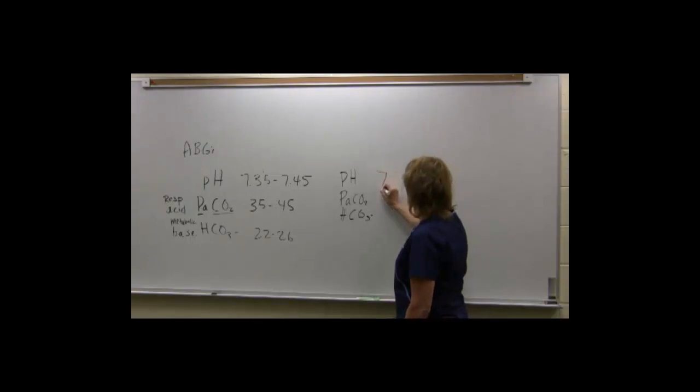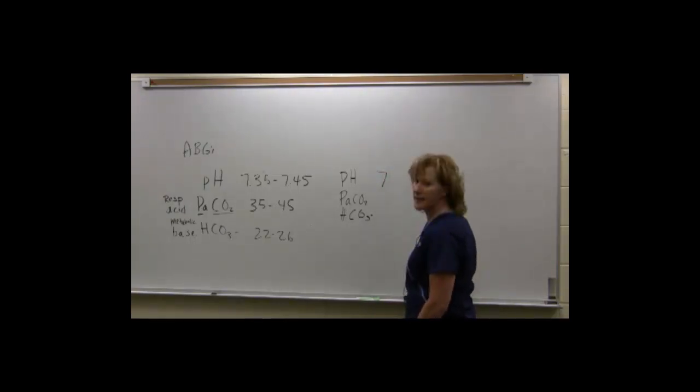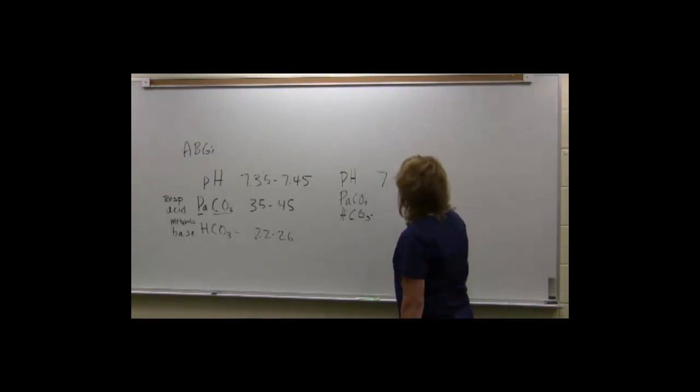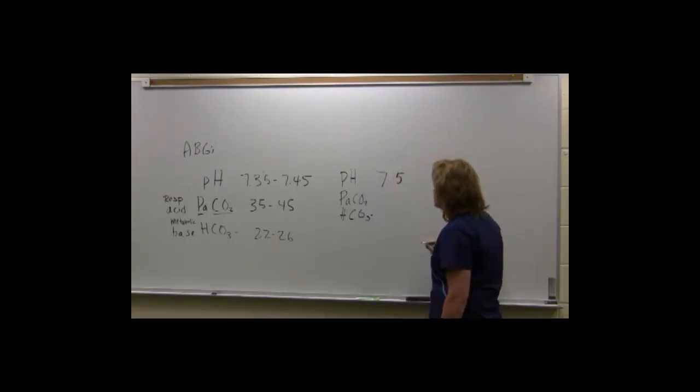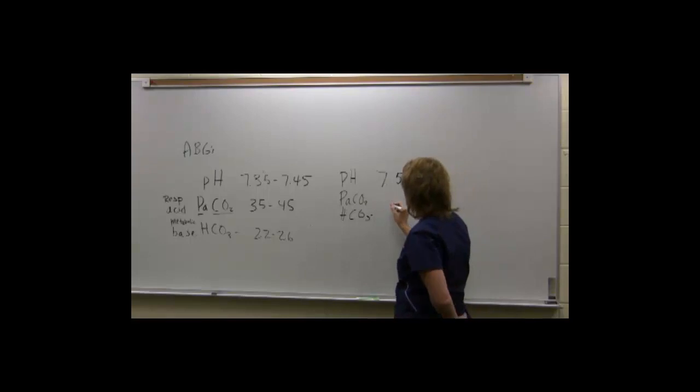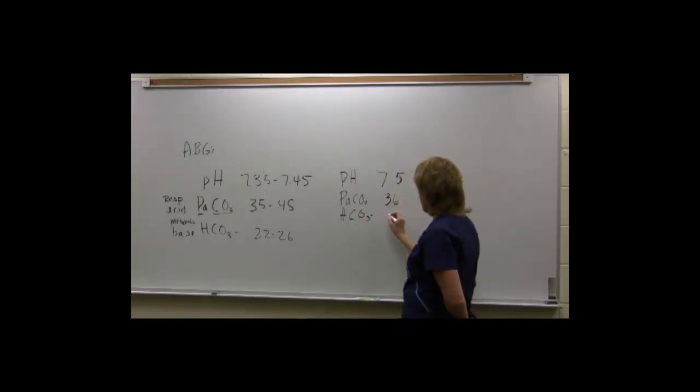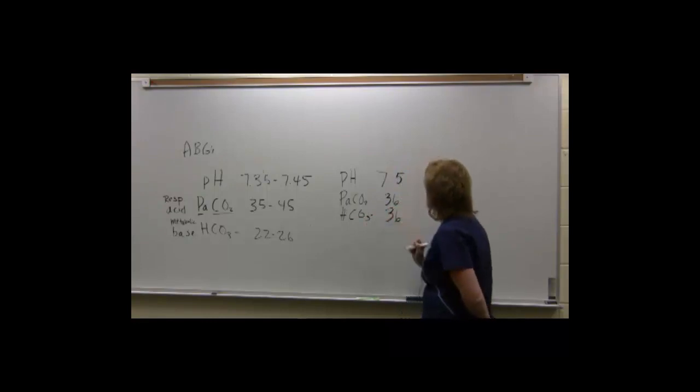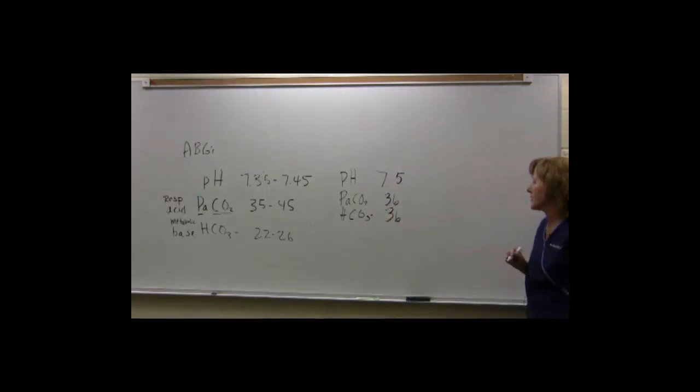Let's have a pH this time of 7.6. Oh my, let's not have it that high. They could be dead. Okay, 7.5, that will be better. We have a PaCO2 then of 36, and I have a bicarb level of 36. Okay, so those are the ABGs I got back.